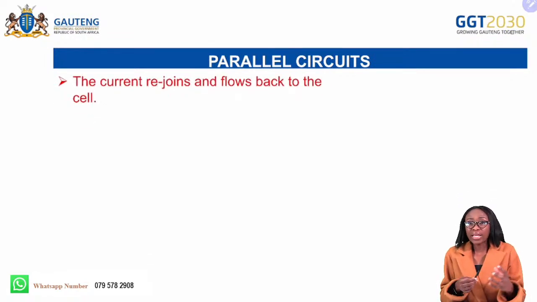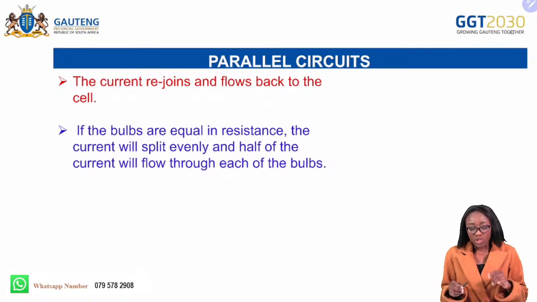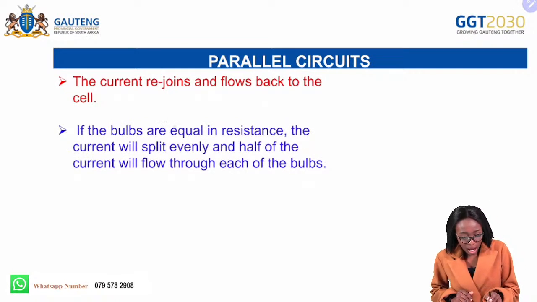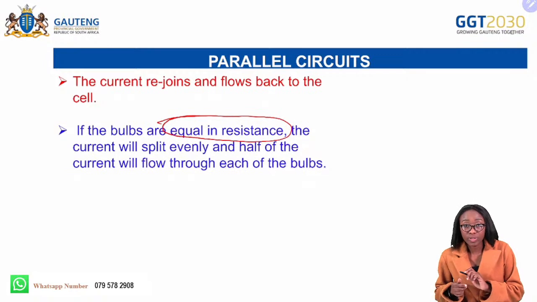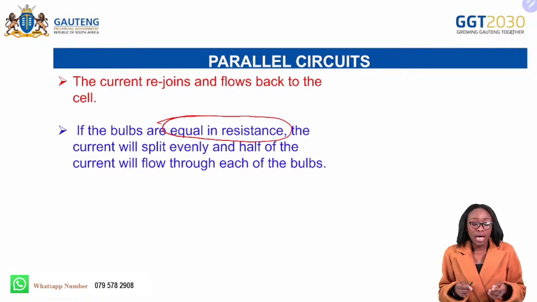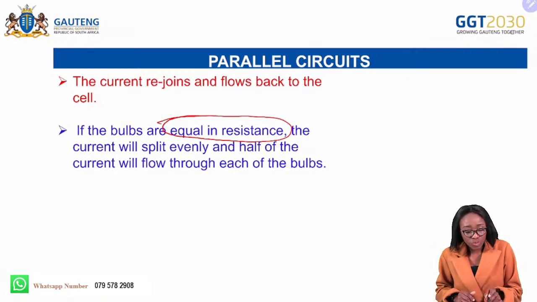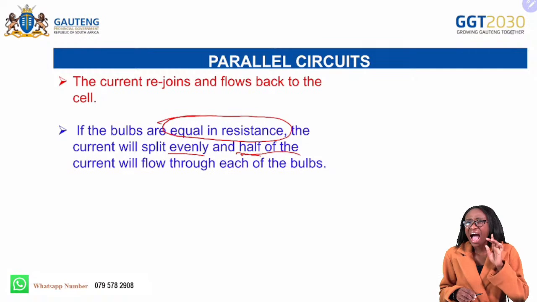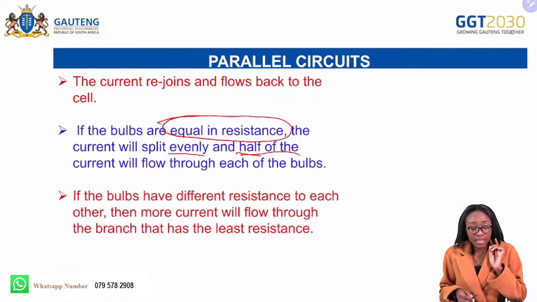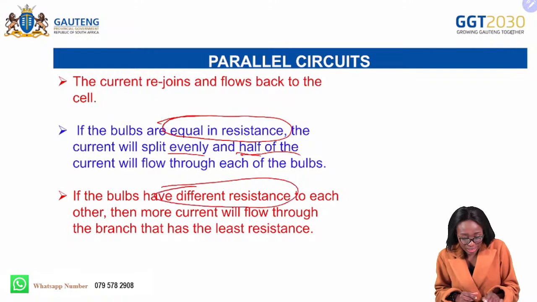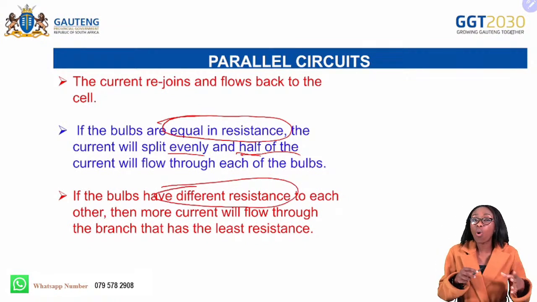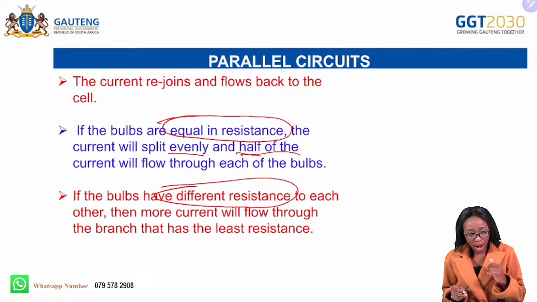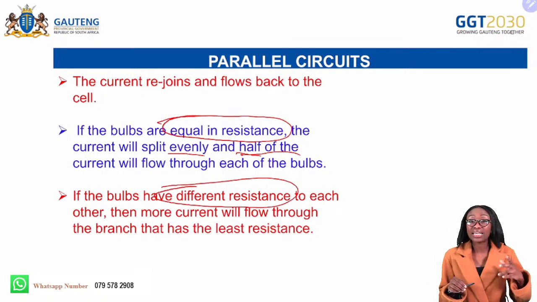Okay, so when the current divides, it does rejoin and flow back to the cell. If the bulbs are equal in resistance, the current will split evenly, half-half, 50-50. Half of the current will flow through each of the bulbs. However, if the bulbs have different resistance to each other, let's say one is lower and one is higher, then more current will flow through the branch that has less resistance.